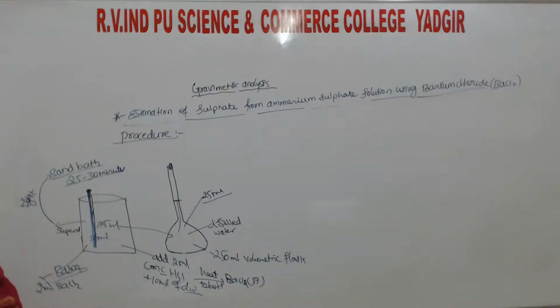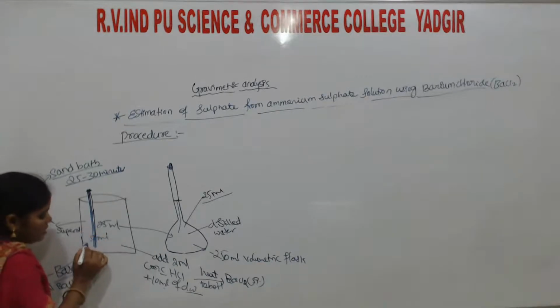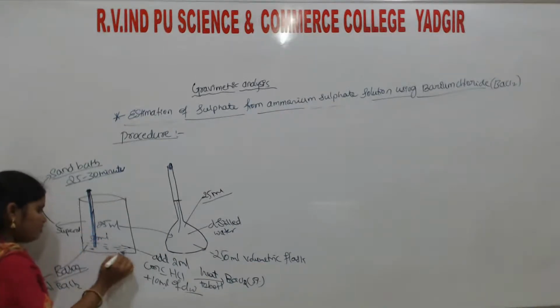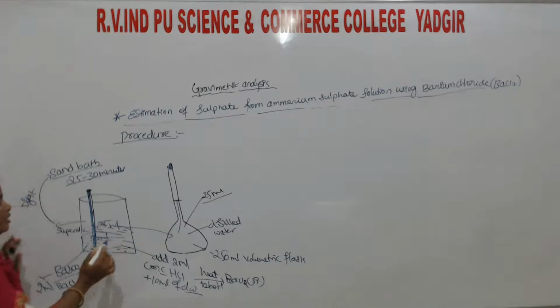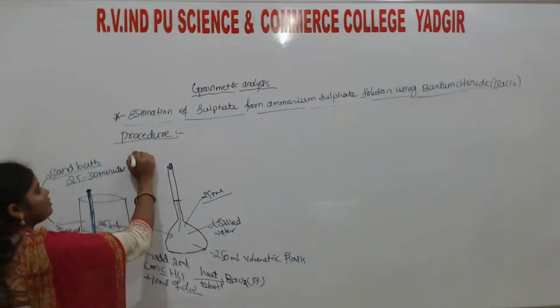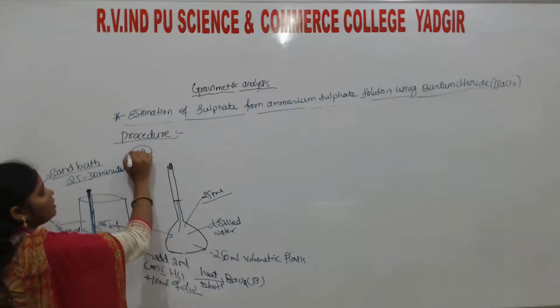This makes the residue granular. Afterwards, you filter the supernatant liquid. Here the precipitate, barium sulfate, has settled, and the supernatant liquid is present. You filter this supernatant solution through an ashless Whatman filter paper number 40.